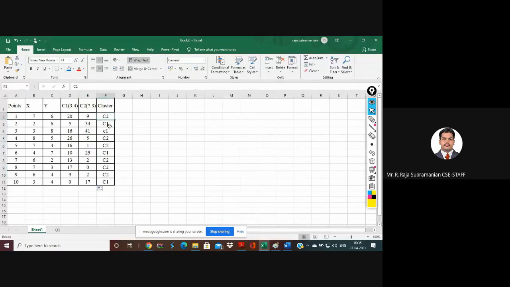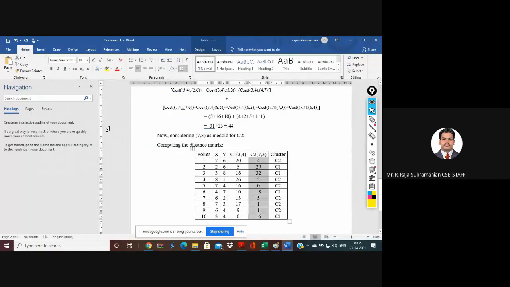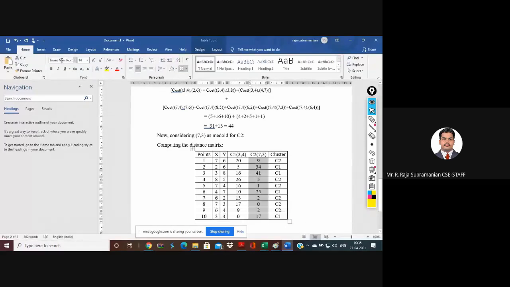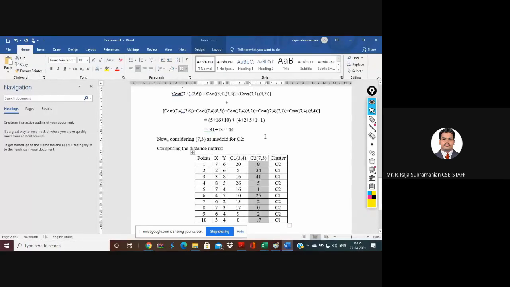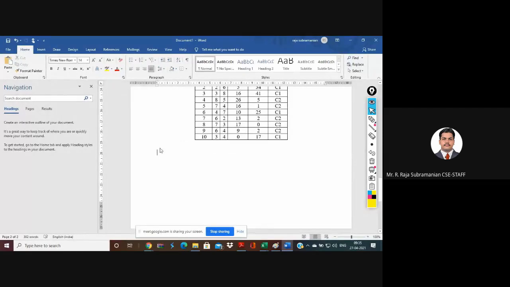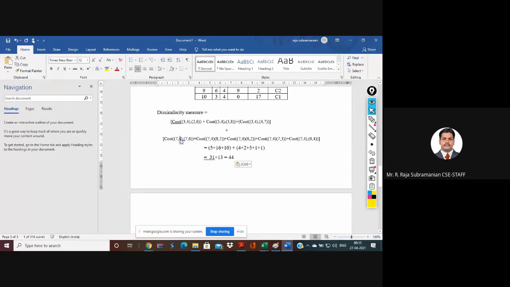Any change in the clusters? C2, C1, C1, C2, C2, C1, C2, C2, C2, and C1. No change in the clusters, I hope. Only thing I can do is just copy this and put it over here. Now you calculate this particular thing again. The same dissimilarity measure with respect to 7, 3 you have to take, instead of 7, 4.